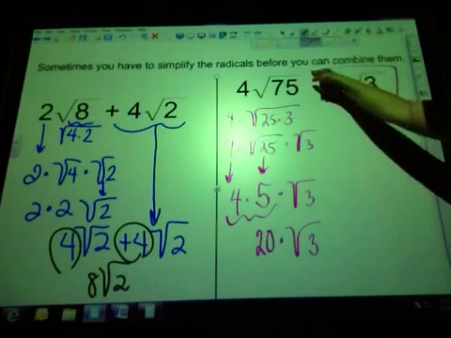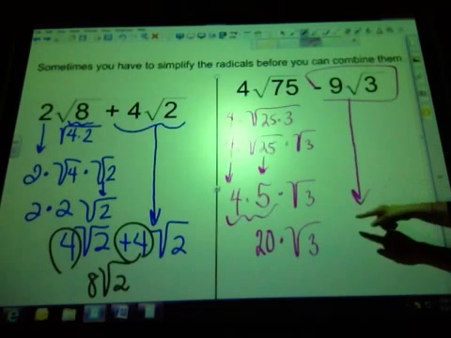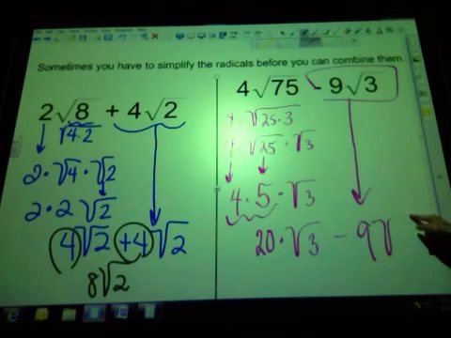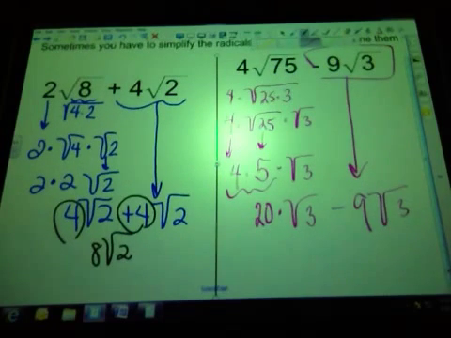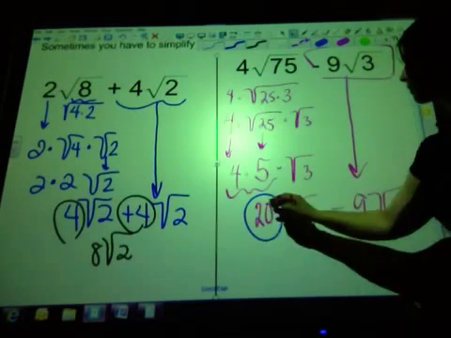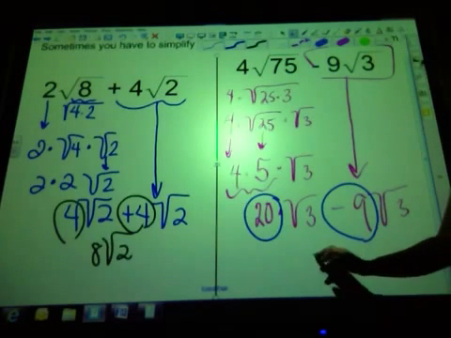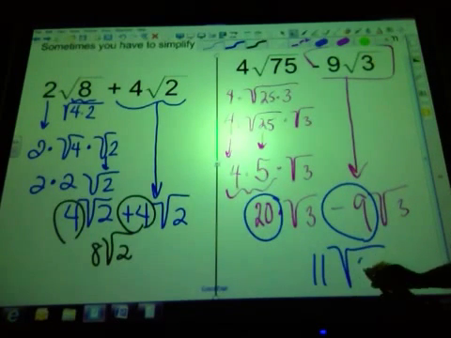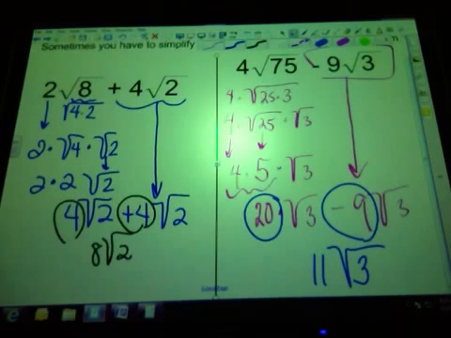And then I'm just going to rewrite this whole thing way down here. Minus 9 times the square root of 3. So now I just put my 20 minus 9. 20 minus 9 is 11. And then I still have just a square root of 3 to go with it.